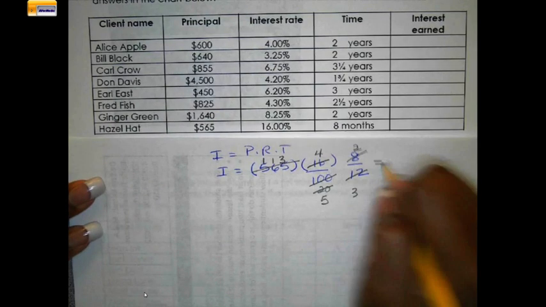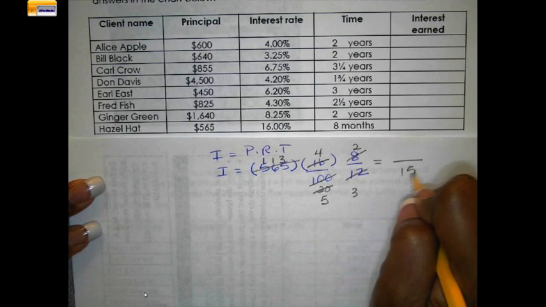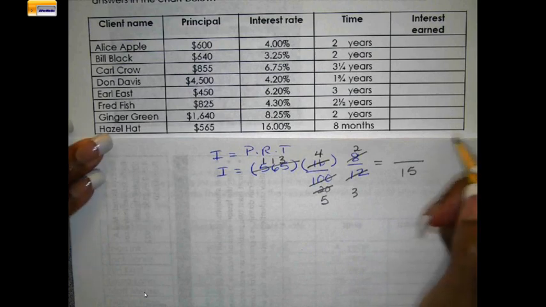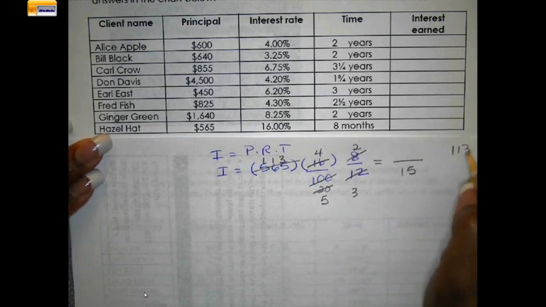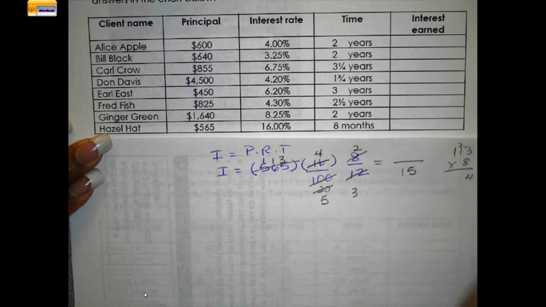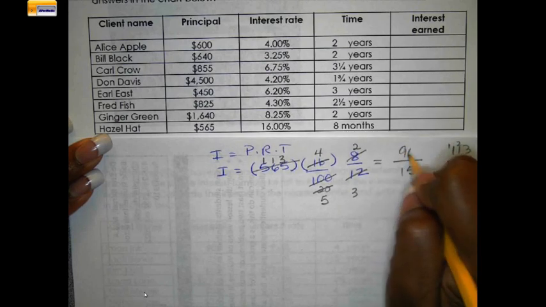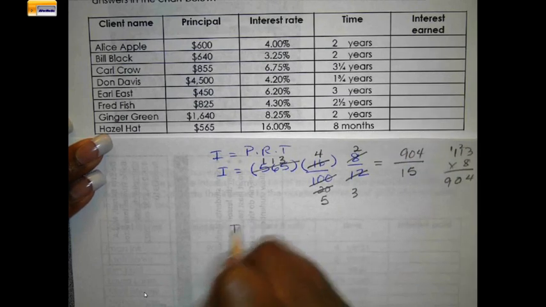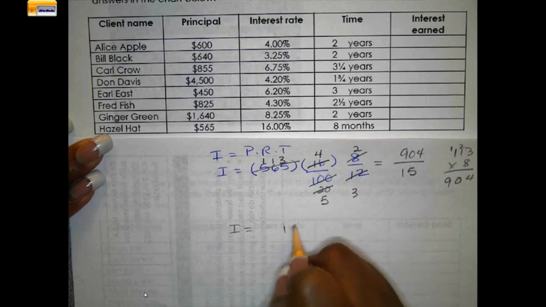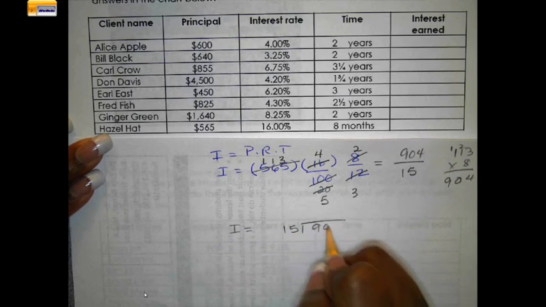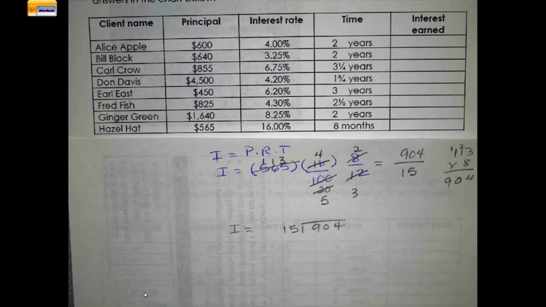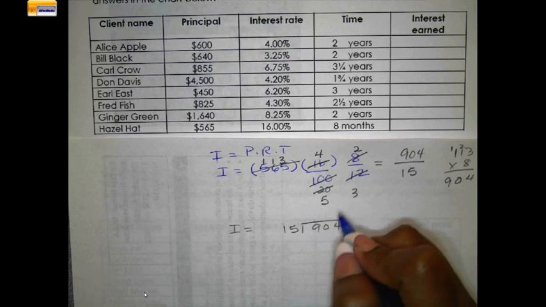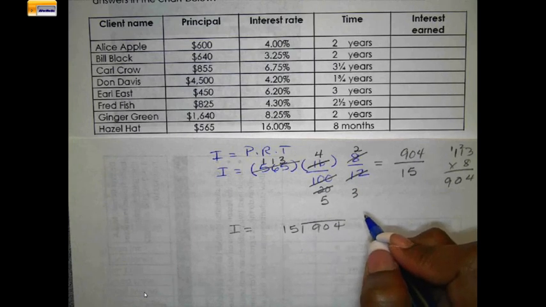So I'm going to have 15 on the bottom because 5 times 3 is 15. And on the top I've got 113 times 8. 24, 8, 9, 10. So 904. So once I do that division, how many times will 15 go into 90? 15 goes into 90 how many times?